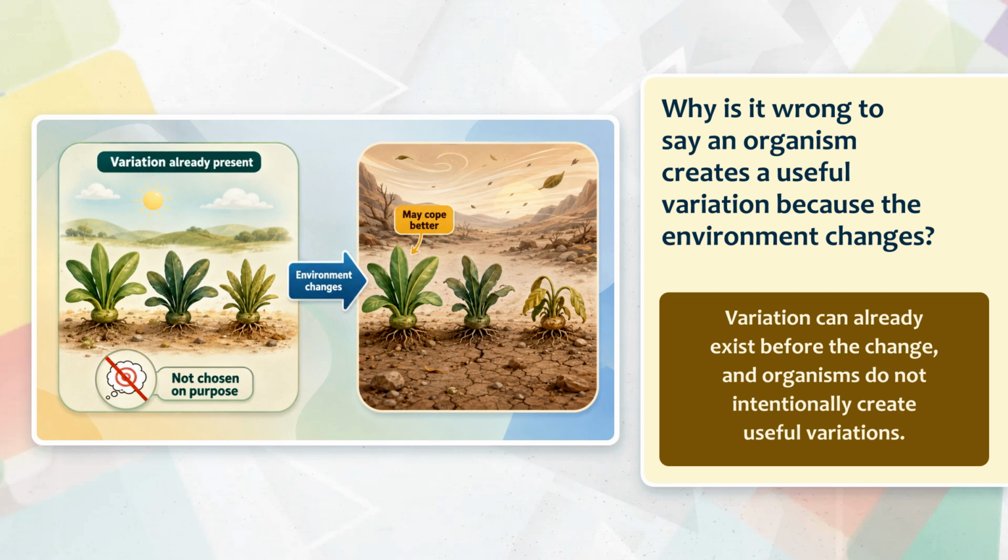Why is it wrong to say an organism creates a useful variation because the environment changes? The timing gives the crucial clue. Variation can already exist before the change, and organisms do not intentionally create useful variations. The image shows variation first and environmental change afterward. Next, you will apply reproduction, DNA copying, and variation to a new observation.